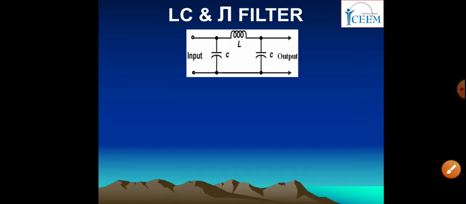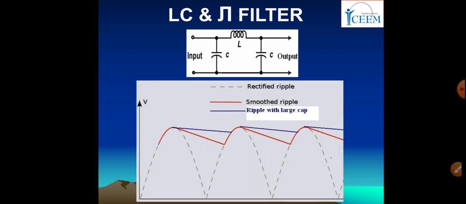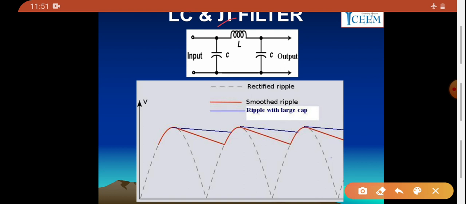Next one is the LC filter and pi filter. Whenever LC filter is there, you can choose this combination, or you can choose this another combination also, one capacitor and one inductor. So this will act as a double filtration type of filter.